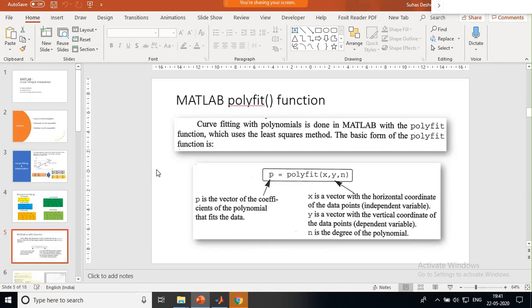In this polyfit function, it will determine the polynomial directly. So when I want a first order polynomial, it will return 2 coefficients. Second order, it will return 3 coefficients. Fourth order, it will determine 5 coefficients like this.